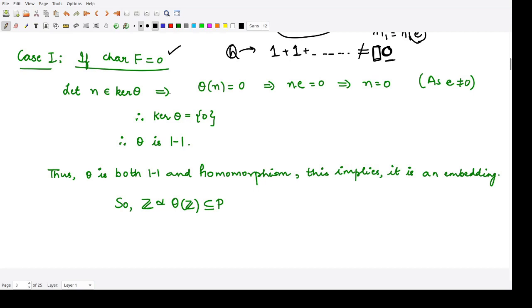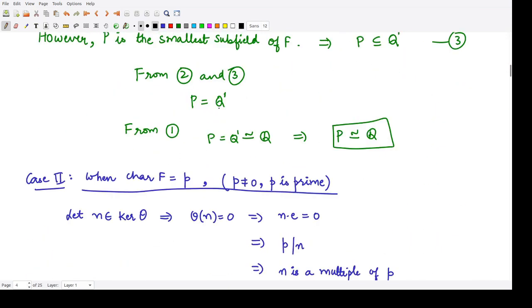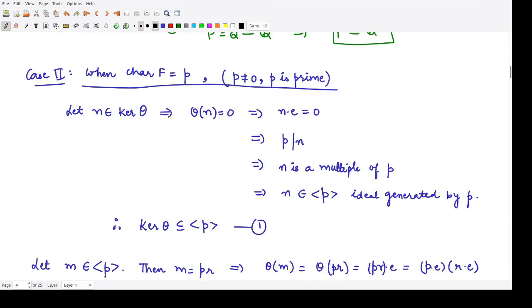And the other case is whenever you have the characteristic as p, where p is some prime number. This is the case whenever you have Zp as the field, so integers modulo p. So in this case, what is the case?